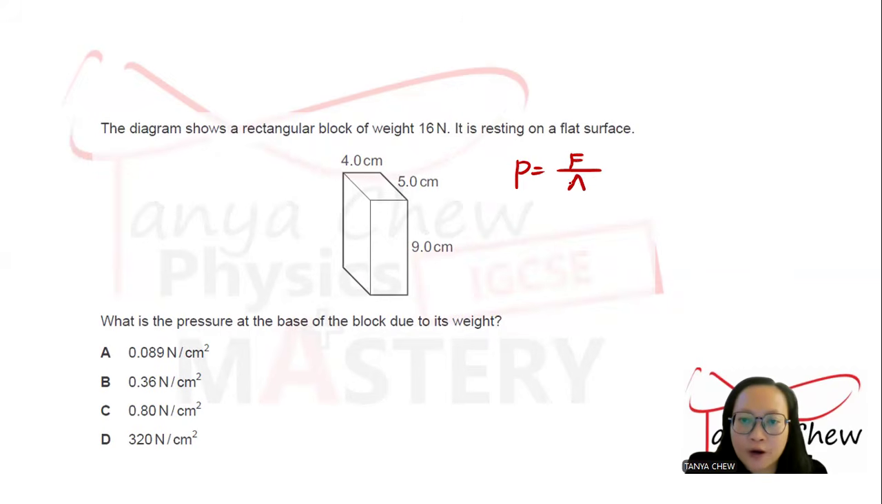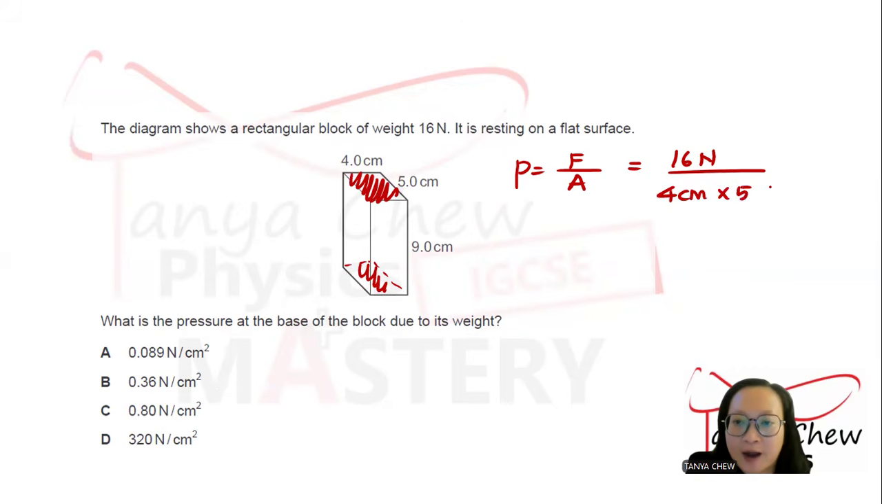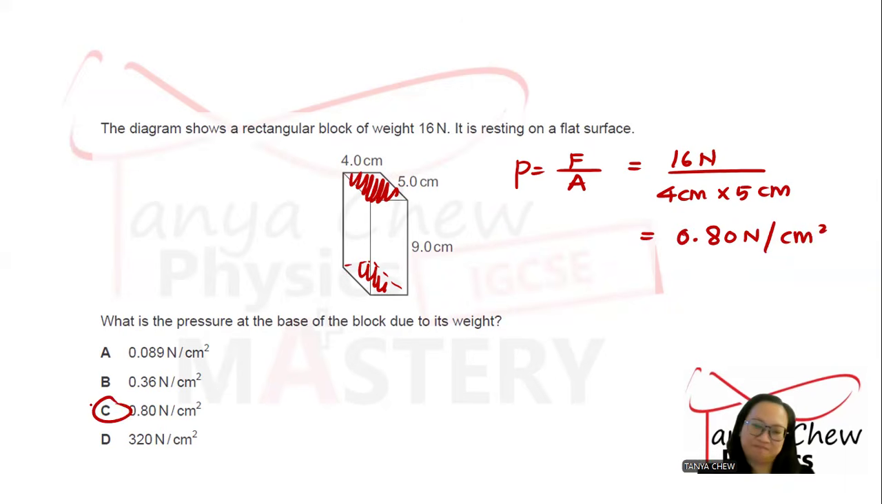Force over area. So the force is actually the weight, which is equal to 16 Newton, and the area of the base. This is the area of the base. So 4 cm, not going to change the cm to meter because the units are in cm. 4 cm times 5 cm. So the answer is 0.80 Newton per cm square. C is the answer.